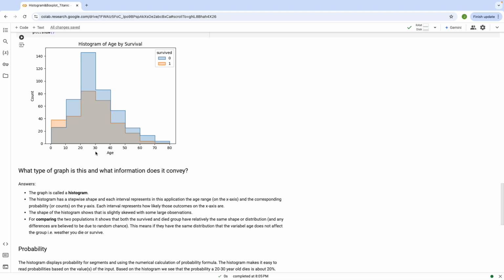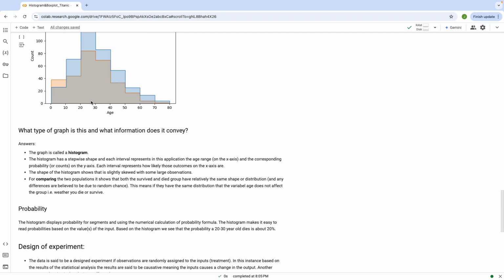The histogram reveals that it is slightly skewed with some larger observations here. The histogram can display probabilities for the segments. All you have to do to get probability is take the counts and divide by the total number in the observation group. So for 20 to 30-year-olds who died, it's about 20%.